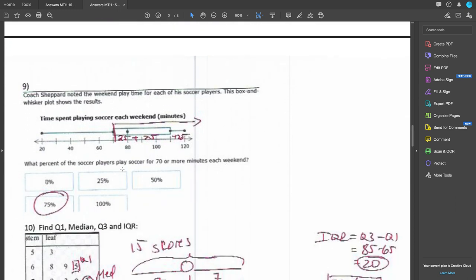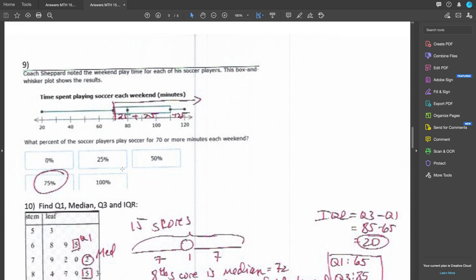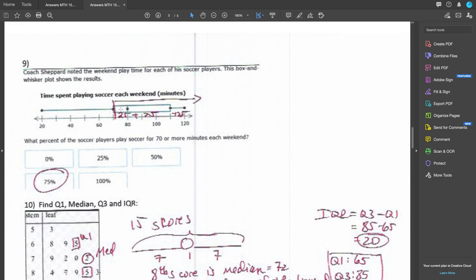Okay, next. Time spent playing soccer on a weekend. There is a box plot right there. Again, 25%, 25%, and so on. How many play for 70 or more? Well, 70 is the low end, this is where quartile 1 is on your box plot. So if I play 70 or more, that's 25, 25, and 25. That's a total of 75%.